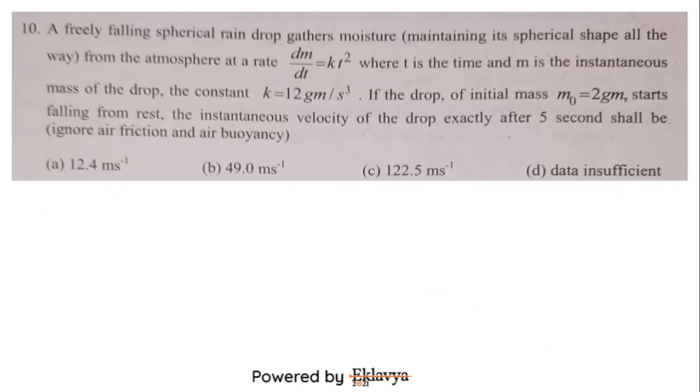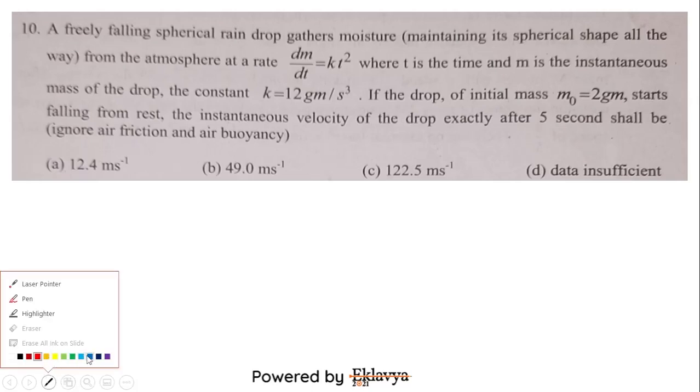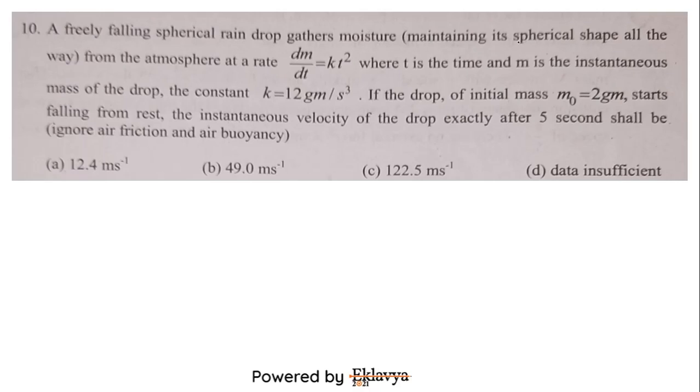So question number 10. A freely falling spherical raindrop gathers moisture from the atmosphere at a rate of this. t is time, m is the instantaneous mass of the drop. The value of the constant is given to us. If the drop of initial mass of 2 grams starts falling from rest, the instantaneous velocity of the drop exactly after 5 seconds shall be.